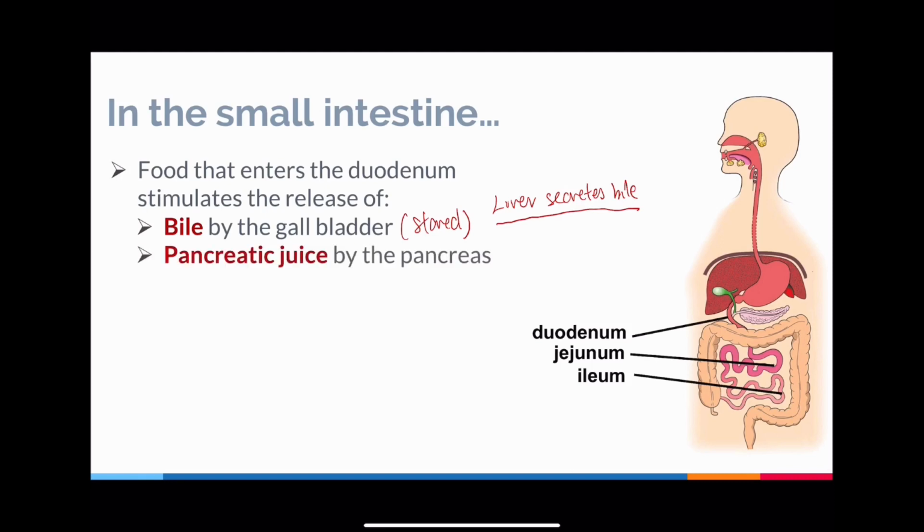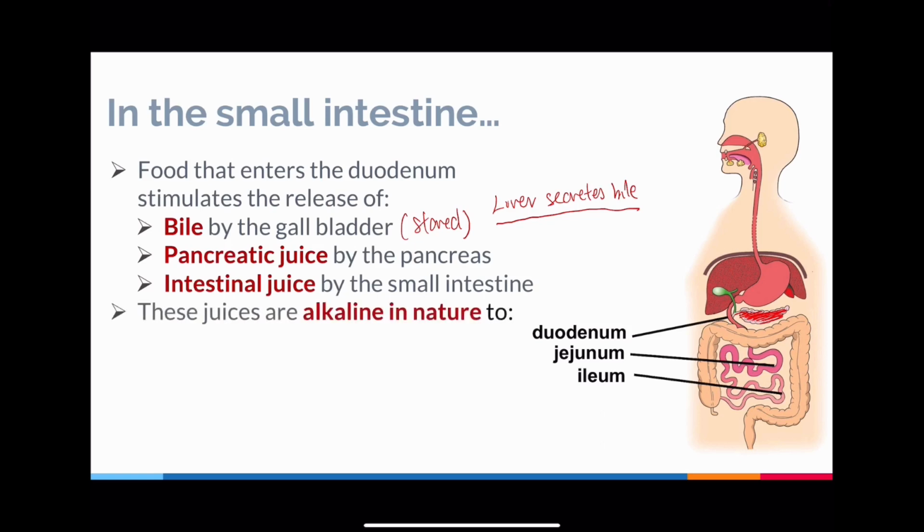At the same time, it stimulates the pancreatic juice to be released by the pancreas. If you recall, this structure here that looks like a leaf is the pancreas. The small intestine will also release its own intestinal juice, and all these juices are alkaline in nature, which means they help to do a few things. Number one, they neutralize the acid that comes down from the stomach. Remember the food in the stomach mixed with hydrochloric acid, so when it passes down, it has to be neutralized first.